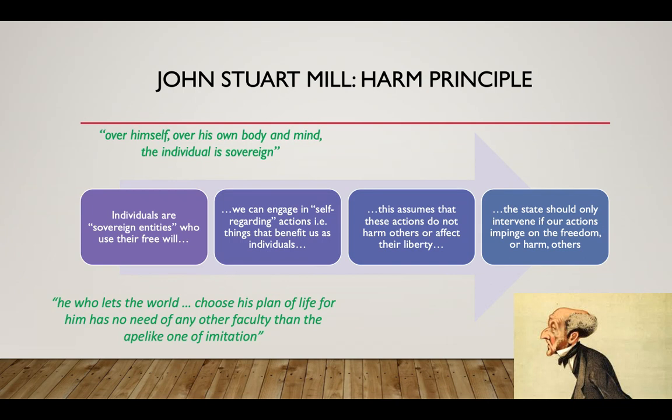So this term self-regarding actions means things that benefit us as individuals that we should be allowed to do, like religious worship or expressing our personal views, and those things do not impinge on other people. So they do not affect the liberty of other people, and therefore we should be allowed to do those things. And the state should only intervene if our actions impinge on the freedom or harm others. So the other type of action, apart from self-regarding action, is other-regarding actions, and those might involve violent behaviour or some kind of behaviour that would harm the freedom of others, and that should not be tolerated. And in that case, of course, the state could actually get involved.